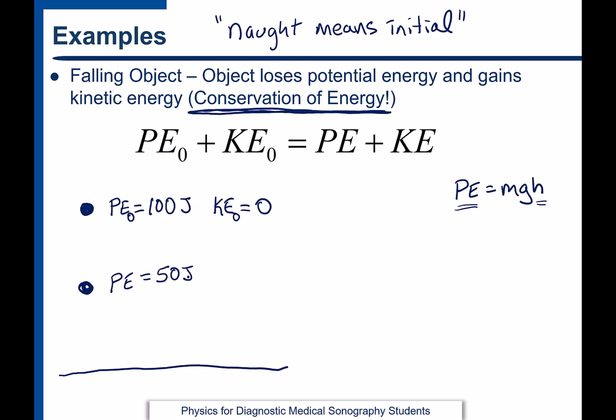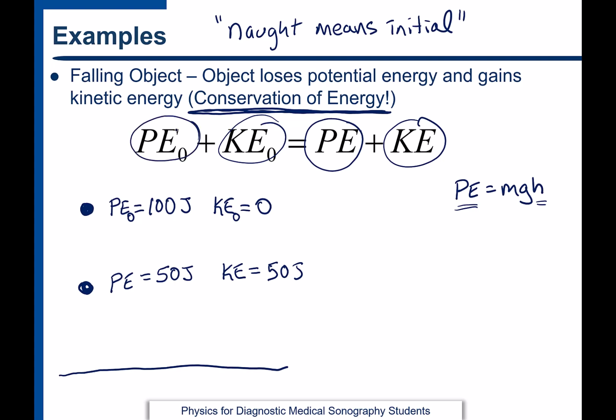But where is that energy gone? It's gone into kinetic energy. So in other words, the kinetic energy there would be 50 joules because the potential plus the kinetic has to equal the potential plus the kinetic that we had at the beginning.